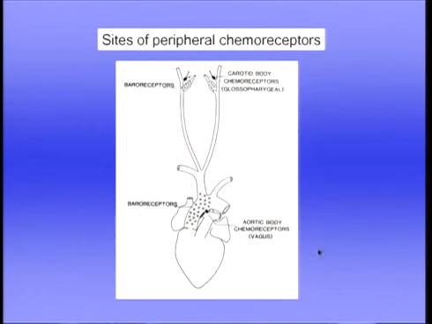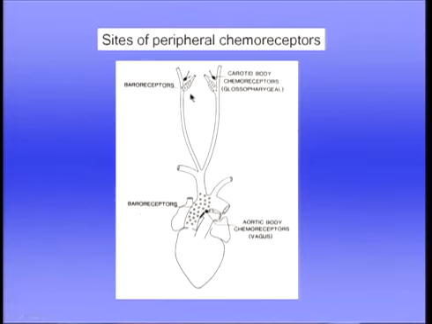Now let's look at the peripheral chemoreceptors, and there are two sites of the peripheral chemoreceptors. The first is the carotid body, which is at the bifurcation of the common carotid artery, where it divides into internal and external carotid arteries, and that's where the chemoreceptors are located. They're very tiny, by the way. The others are the aortic body chemoreceptors near the aortic arch, as you can see here. These are not so important in humans. The more important of the two groups is the carotid body chemoreceptors.